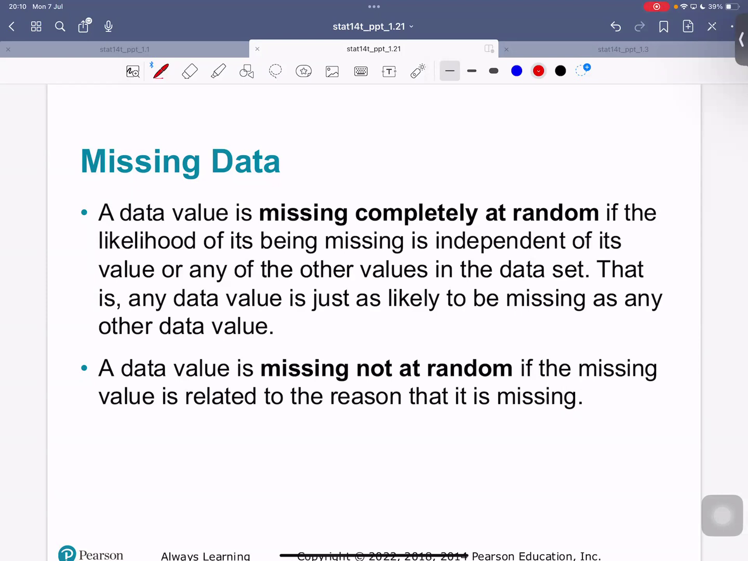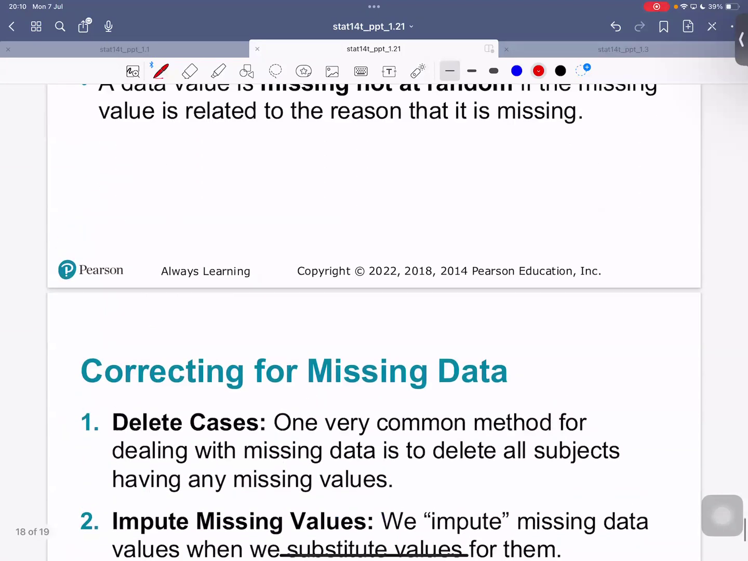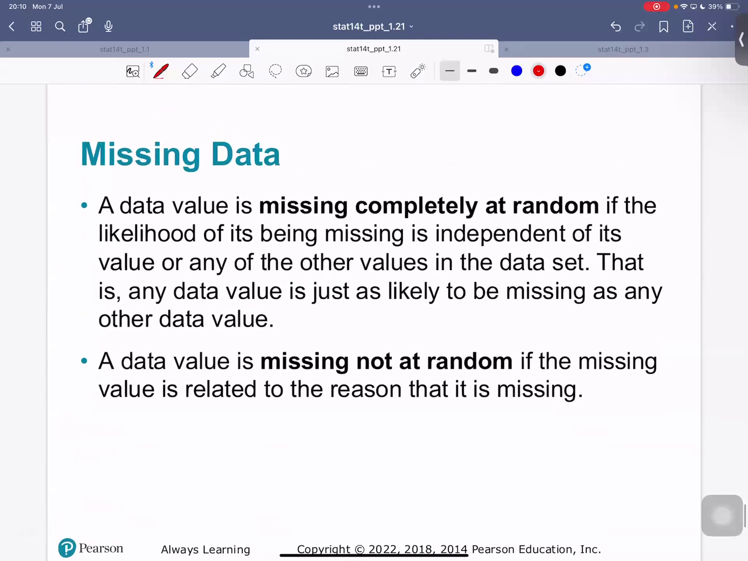It's easy to understand, right? Okay, so maybe do you want to find two examples for these two? The first one, missing completely at random, and the second one, missing not at random.